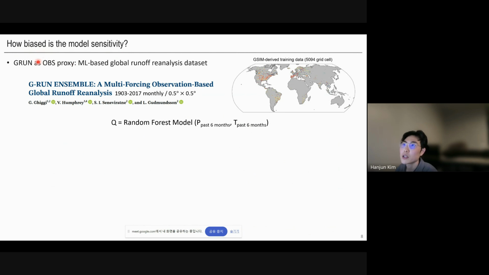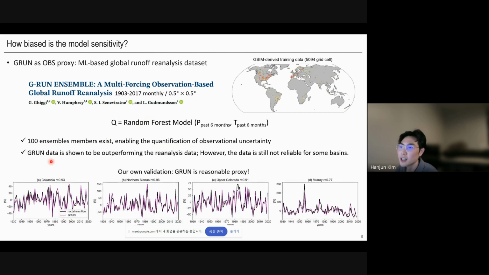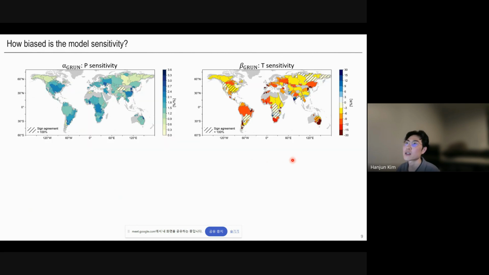To check this, we need an observational data set and we use an observational proxy. So this is a machine learning based global runoff reanalysis data set, which uses a random forest model to generate the global runoff. This data set has 100 ensemble members, which enables the quantification of observational uncertainty. And it is shown to be outperforming the reanalysis data. However, the data is still not reliable for some basins, and we need to be cautious.